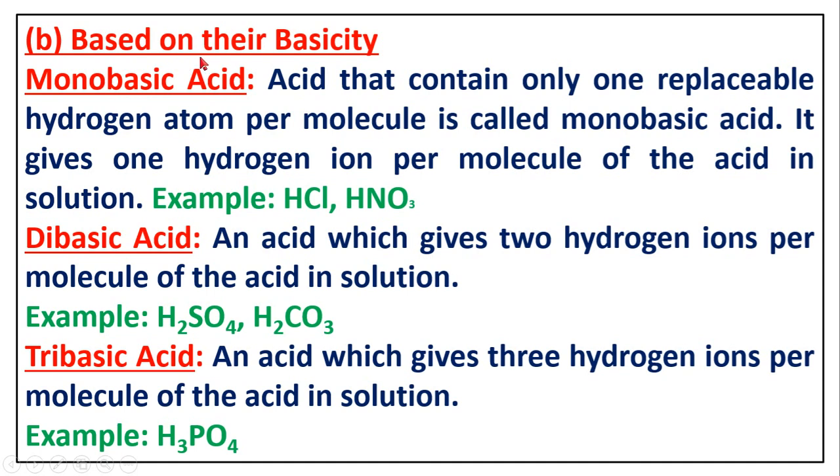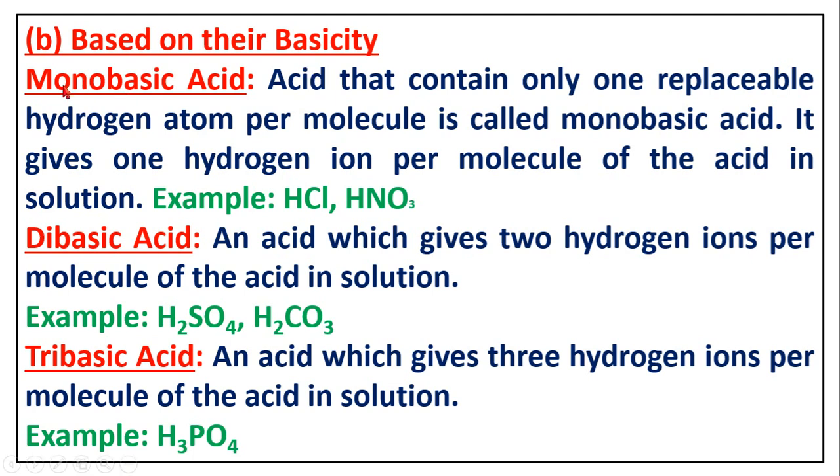B. Based on their basicity. In acids, you have to find the basicity, but in bases, you have to find the acidity. So, what is basicity? Basicity means the number of replaceable hydrogen ions, H plus ions, present in one molecule of an acid. Acid means HCl or H2SO4.